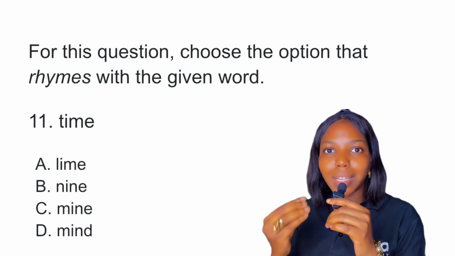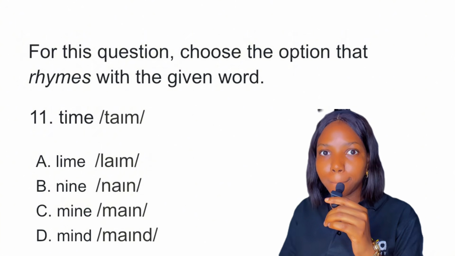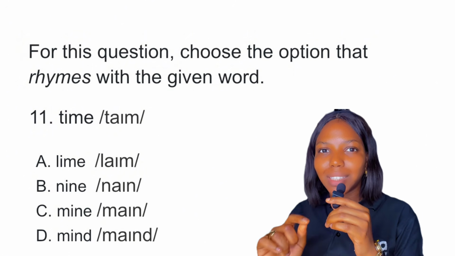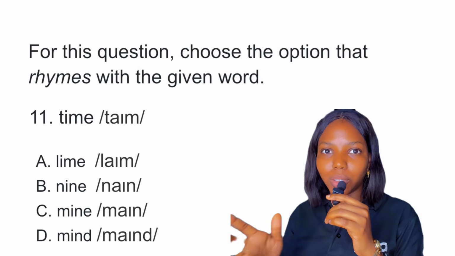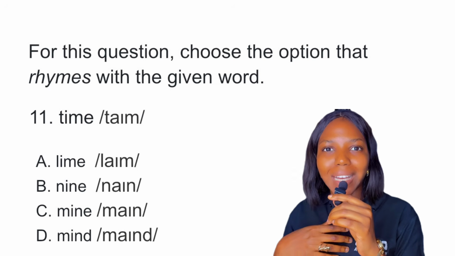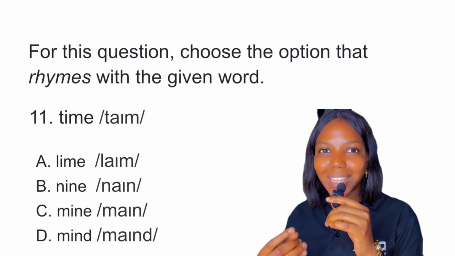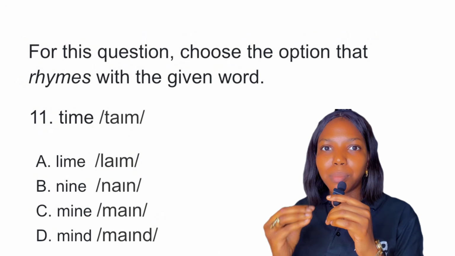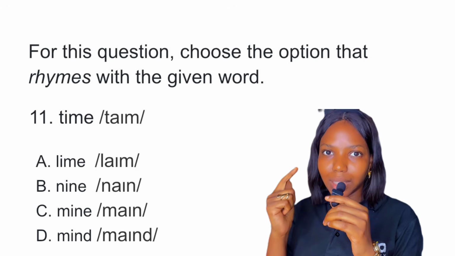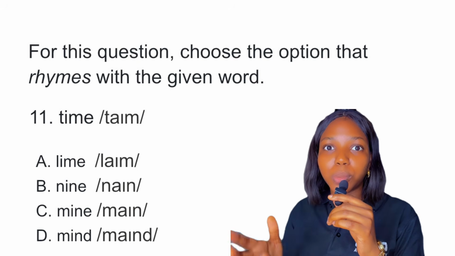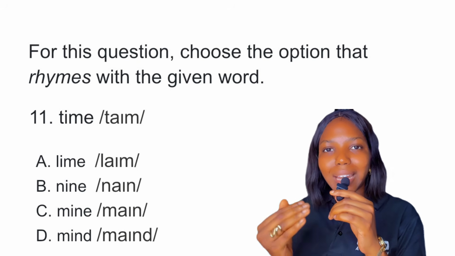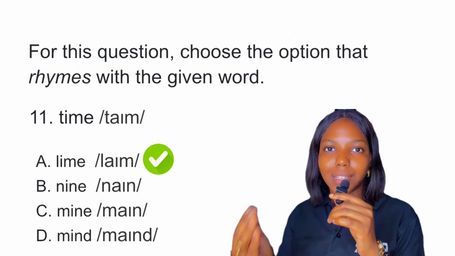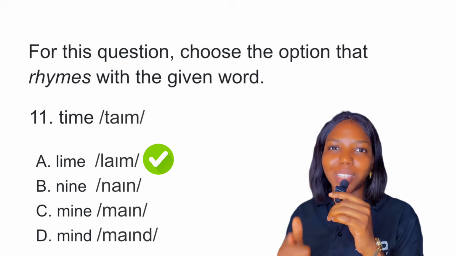Option A, lime. It ends with m. Option B, nine. Nine ends with n, so we can't consider it. Option C, mine. Mine ends with n. Option D, mind. Mind ends with d. So the final answer to this question is what? Option A, time. Lime. So it has the m sound and the I sound. Option A is the final answer to this question.